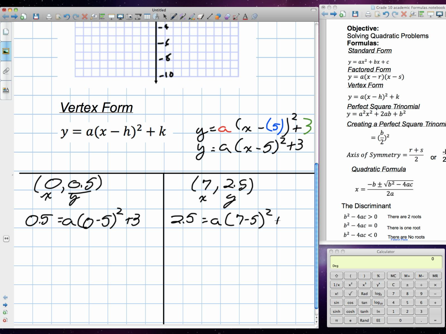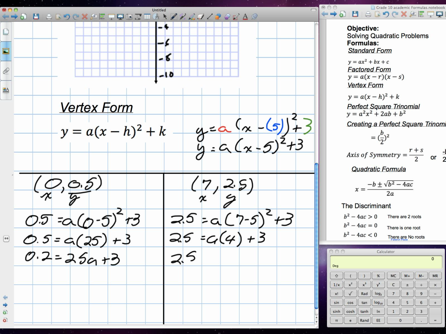So, first things first, let's deal with our bracket. 0.5 is equal to a. 0 minus 5 is negative 5. And what's negative 5 squared? 2.5 is equal to a. 7 minus 5, 2 squared is? Okay, we did that 2 in one step there. So now we're left with 0.5 is equal to 25a plus 3, and 2.5 is equal to 4a plus 3.